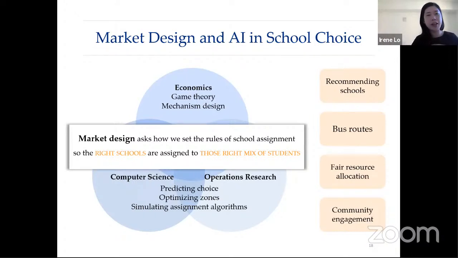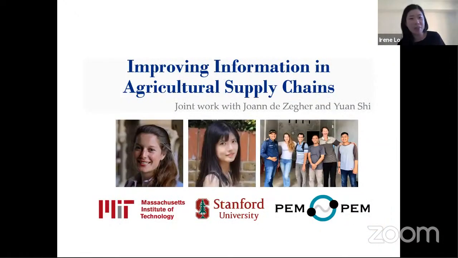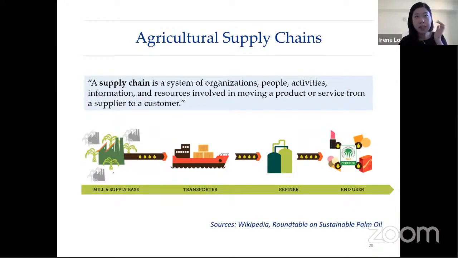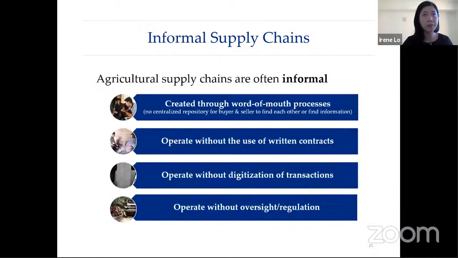Okay, so now I have 5 minutes, so I'm going to very quickly tell you about how we can think about using these tools to improve information in agricultural supply chains. When I think about agricultural supply chains, or supply chains in general, I'm thinking of a system of organizations, people, activity, resources, and information involved in moving a product or service from a supplier to a customer. In the case of many agricultural supply chains, you start with the raw product, but then it's processed, transported, refined, and then turned into products for the end user.